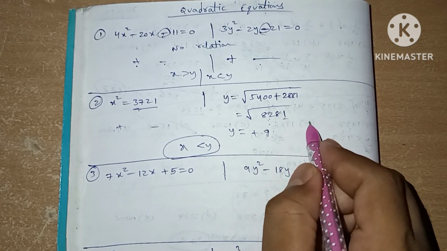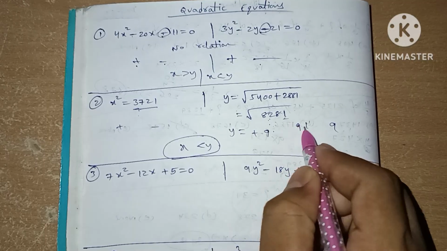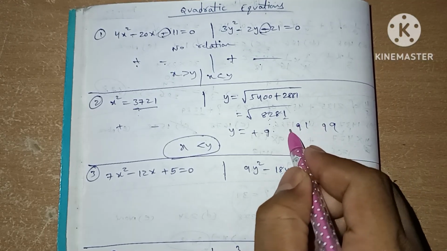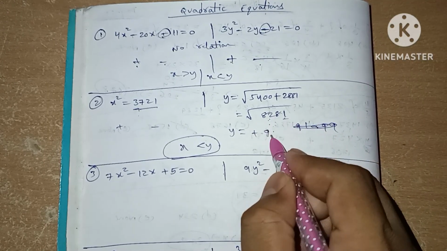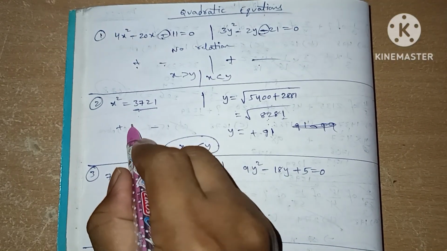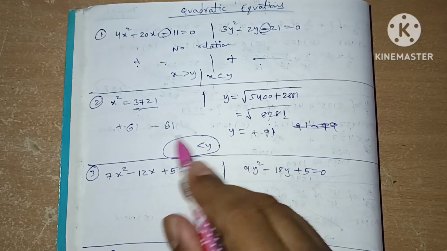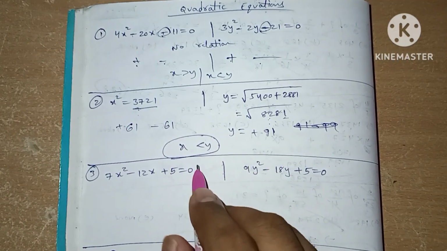This is 1 or 9, and 9 or 9, 91. So the answer for this one will be plus 91. Here root over 3721 means 61. Plus or minus 61 is the answer. So now comparing these two, it is clear that x is less than y.